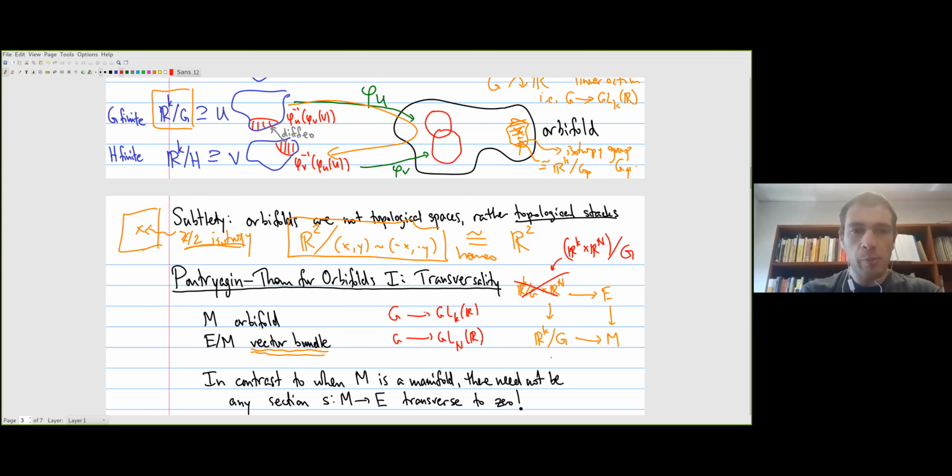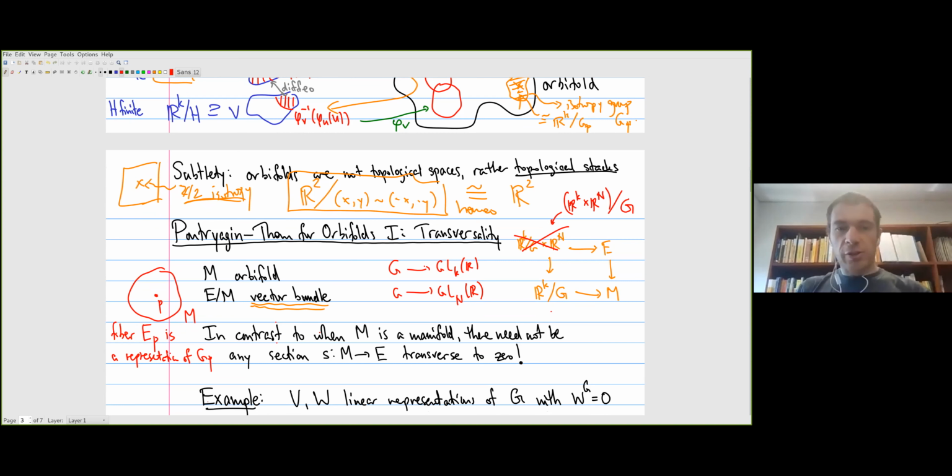Another way of saying that, or maybe a little bit more informally, is that if you have your orbifold M and you have some point P, then the fiber E_P of your vector bundle over P is a representation of the isotropy group G_P. It's not just a vector space. It has this extra structure, and this imposes a lot of rigidity.